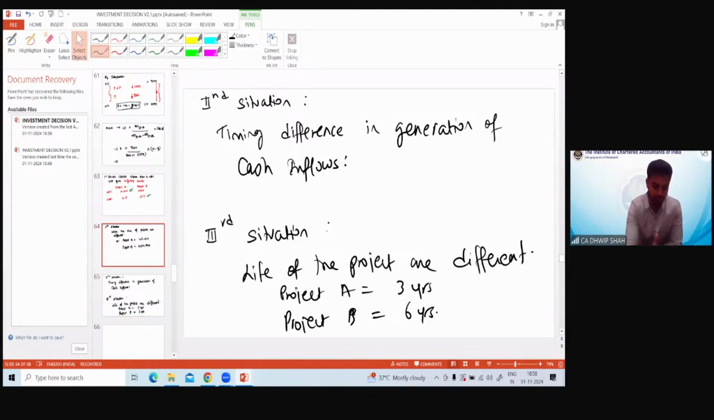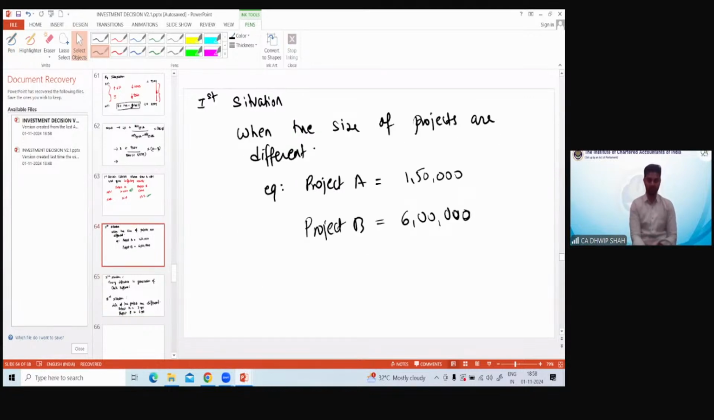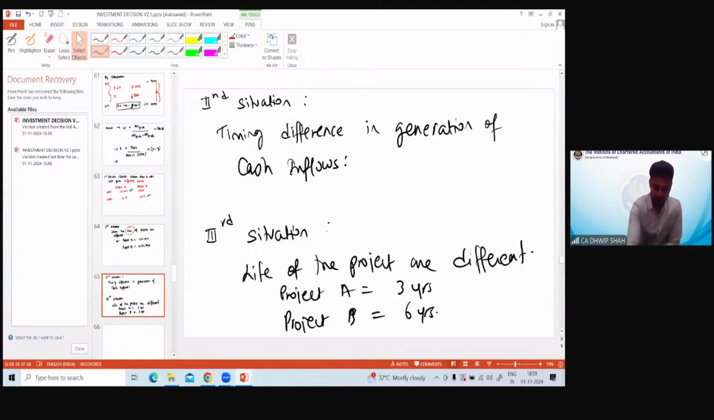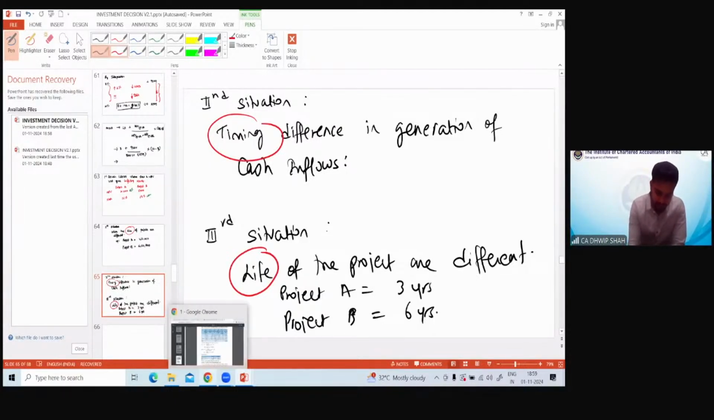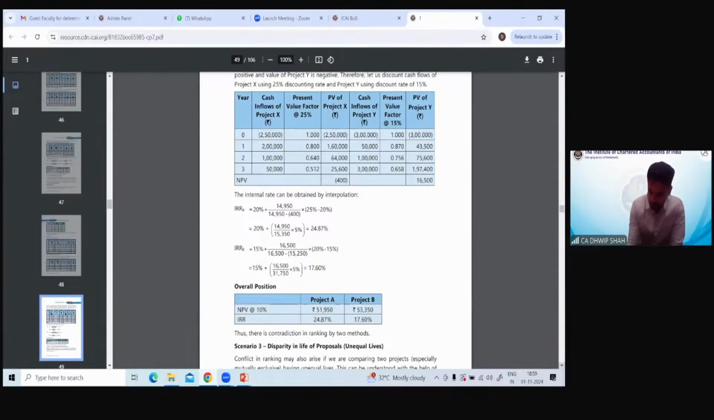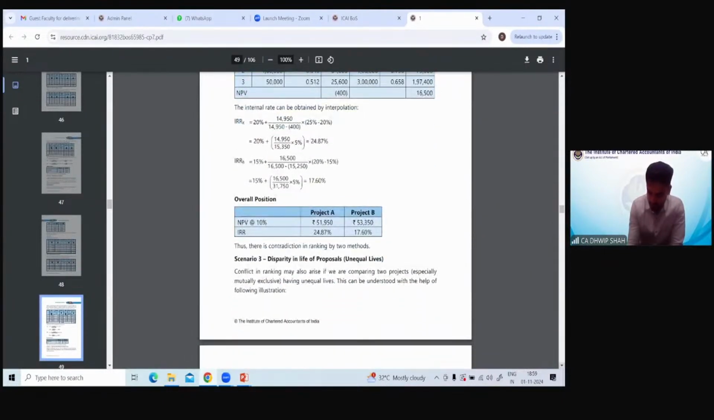Which is situation number 1? Situation 1 is when the size of the project is different. Second, timing difference: one project is generating major cash inflows at the beginning of the period, while another generates major cash flows at the later period of project life. And third is different life. So these are the three situations you need to remember where there would be conflicting results between NPV and IRR. Okay? If you want to try it, you can try this now for the third situation.